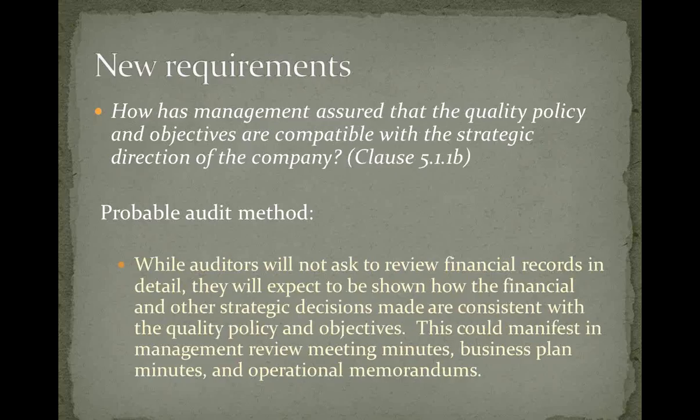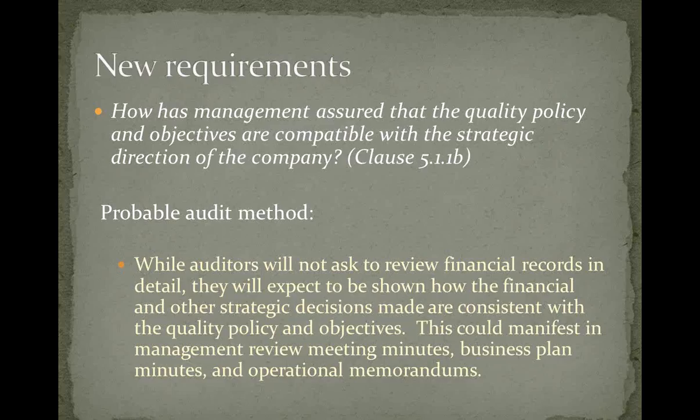Has management assured that the quality policy and objectives are compatible with the strategic direction of the company? The whole aspect of strategic direction has raised some concerns, and it has certainly made some folks concerned about, are we going to be digging into the financial records and so forth? The short answer is no. We will not be digging into your accounting books. What we are going to be doing is saying, okay, what are you doing to ensure that the financial and strategic directions of the company are consistent with your quality policy and objectives?